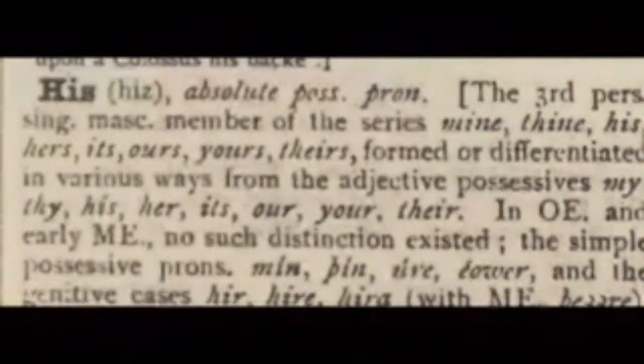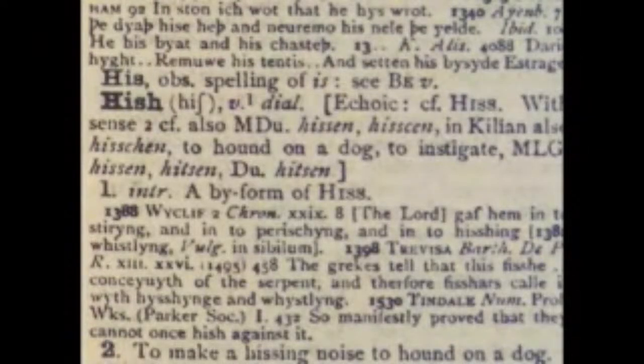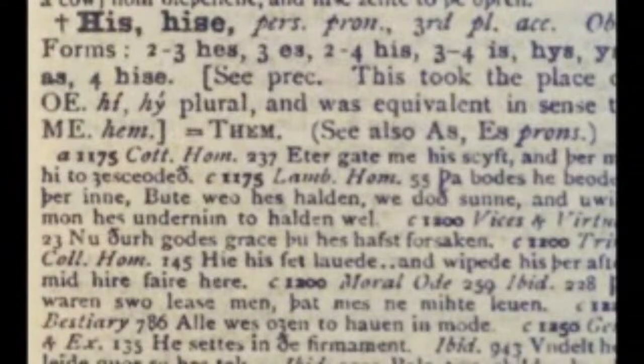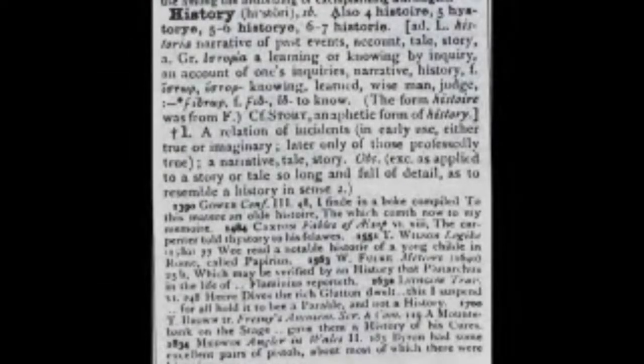Then I go all the way down. We're going to read through all of this. His, obsolete of be. This is all the other his, high. Plural, them. Now come over here. History. I stop here because this is what is in the book: a narrative, story of past events. Tale, story. A learning, inquiry, an account of one's inquiries, narrative. History, from the Greek, knowing, learned, wise man, judge, to know.